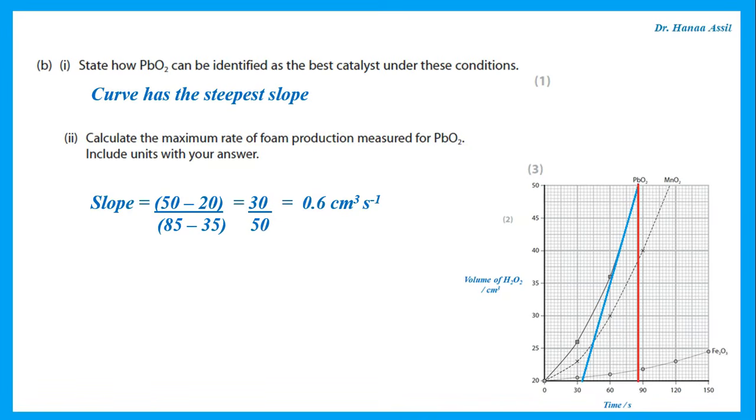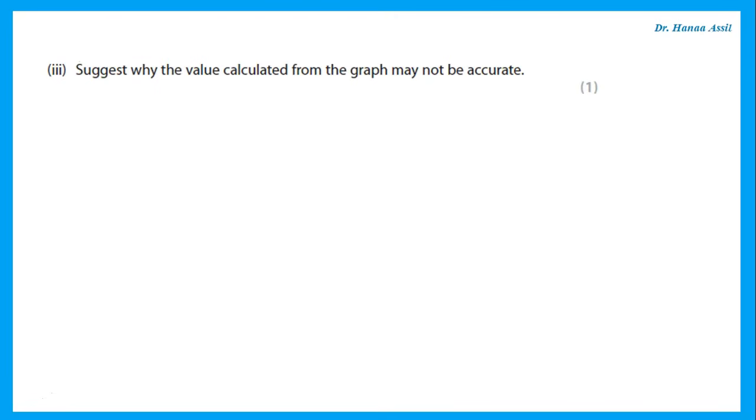So the slope of that curve, he wants the maximum rate, so we draw the tangent at the highest or the steepest point in that graph. So this comes out to a slope of 0.6 centimeter cubed per second.